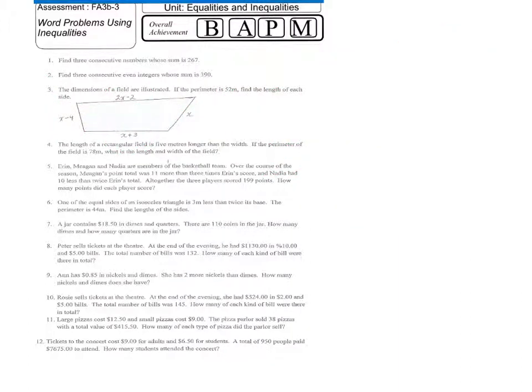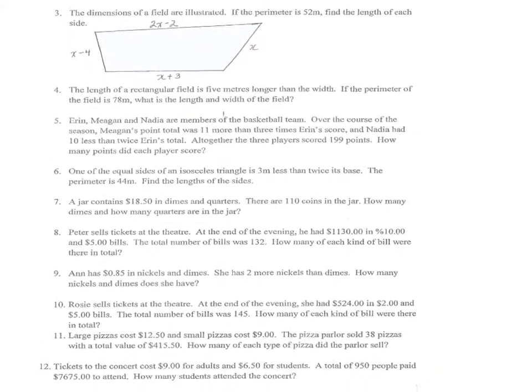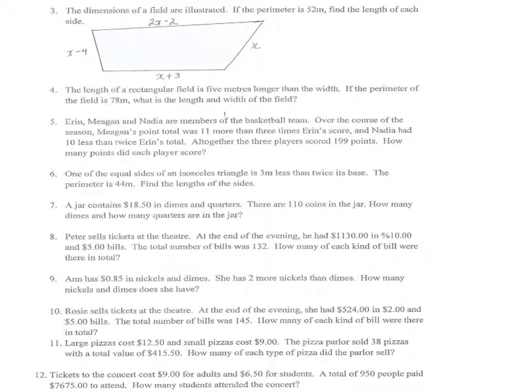Okay, let's look at a question, for example, number 6. Let me enlarge this a bit so we can see what we're doing here. Number 6, we have an isosceles triangle. An isosceles triangle has two sides that are the same. That's a key about isosceles triangles. One of the equal sides is 3 less than twice the base.